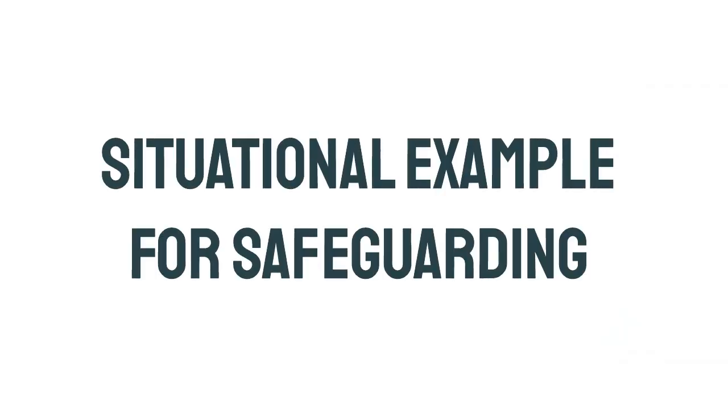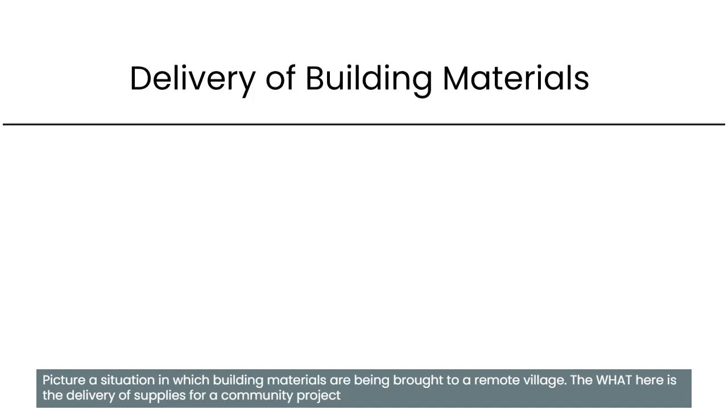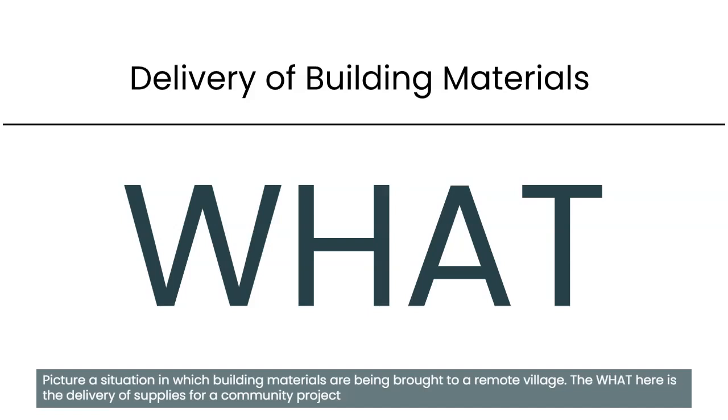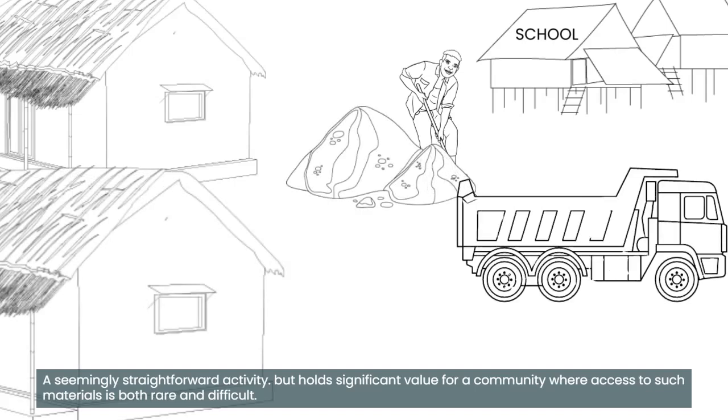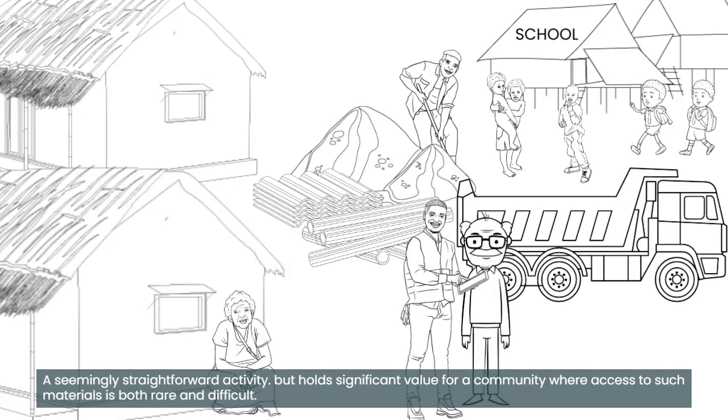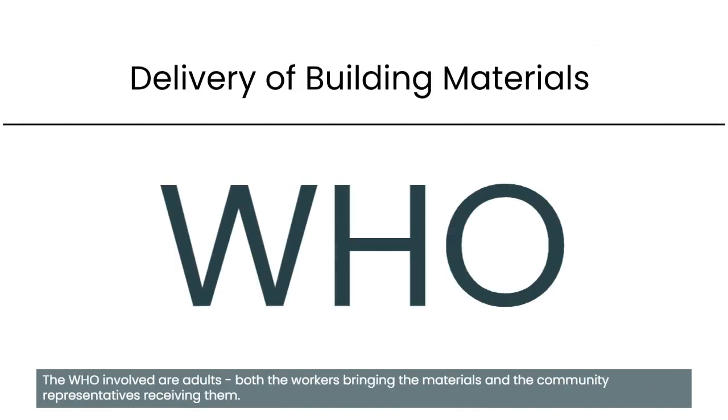Situational examples for safeguarding. Picture a situation in which building materials are being brought to a remote village. The what here is the delivery of supplies for a community project, a seemingly straightforward activity, but holds significant value for a community where access to such materials is both rare and difficult. The who involved are adults, both the workers bringing the materials and the community representatives receiving them.